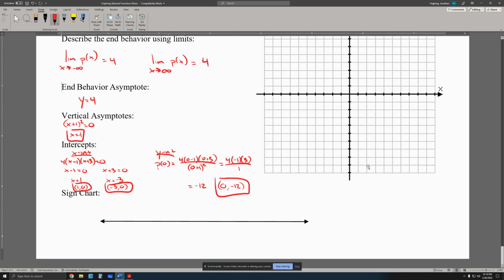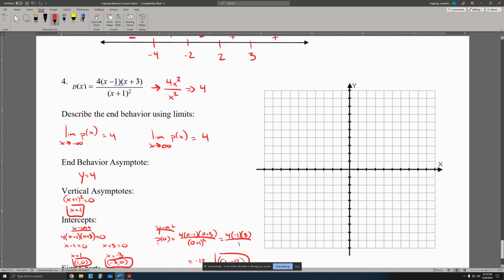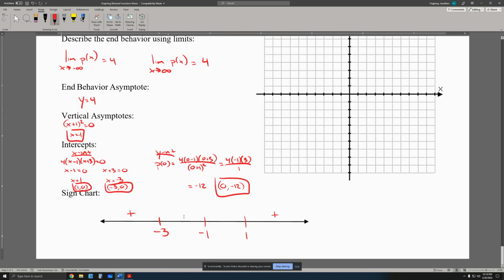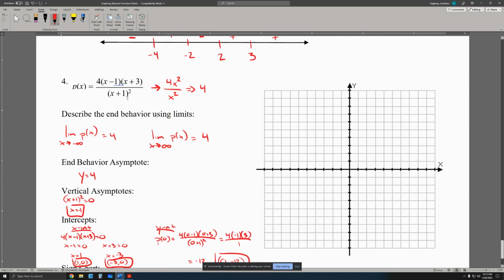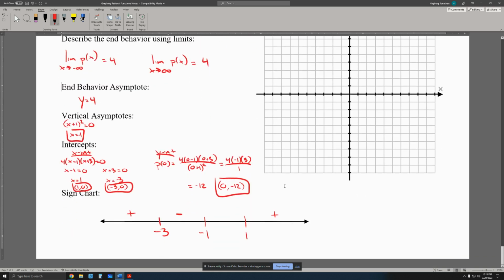For our sign chart, we're going to plug in our vertical asymptotes and our x-intercepts. So we have -3, we have -1, and 1. We know that the end behavior is +4, so both ends are going to approach +4. At x equals -3, this factor has multiplicity 1, so the sign is going to change from positive to negative. At -1, this factor has multiplicity 2, so it's going to keep the sign. It's going to bounce. At x equals 1, this has multiplicity 1, so it's going to change sign, which follows with our sign chart. So let's go ahead and graph this.